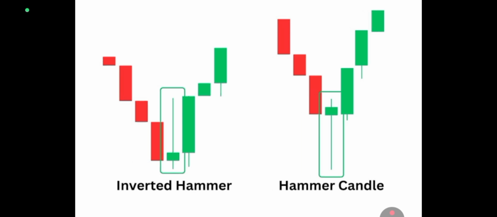This inverted hammer also happens in a downtrend, when a coin or a token is bearish. Whenever you know that you are in a downtrend and you see an inverted hammer candle like this, just wait for the next candle to show a bullish candle, then wait for the second candle to also be bullish before you enter into the trade at the open and buy it.